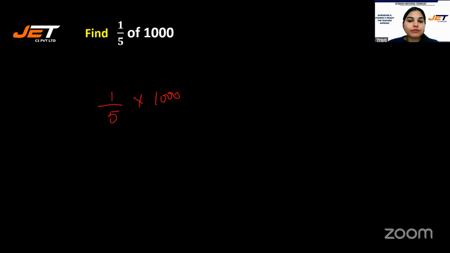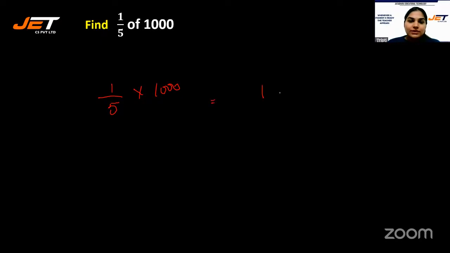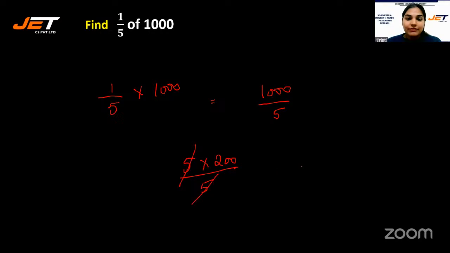1/5 of 1000. So here, 1 times 1000 is 1000. In the denominator, it's 5. 5 times 200 is 1000. 5 cancels. 200 is the answer.